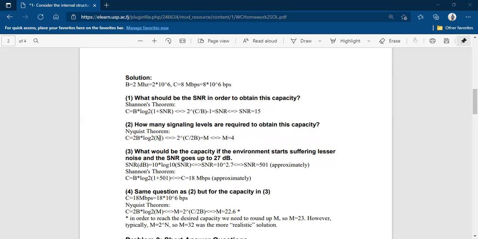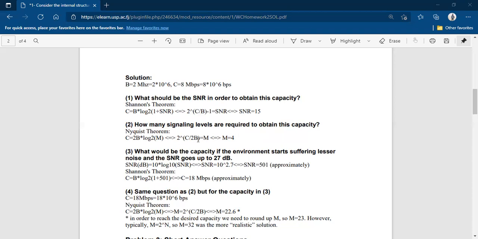M is the number of signal levels. Making M the subject of the formula, we are left with 2 to the power of C divided by 2 times B, which is equal to M. From this particular case, we know our channel capacity, which is 8 megabits per second, or 8 times 10 to the power of 6 bits per second, while our bandwidth is 2 megahertz, or 2 times 10 to the power of 6. Substituting the values, you should get M is equal to 4.